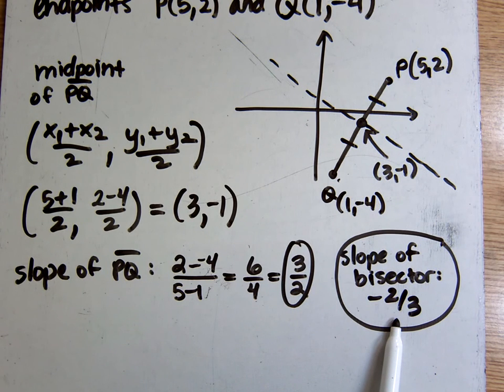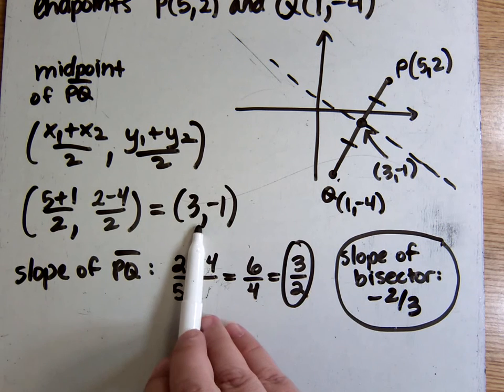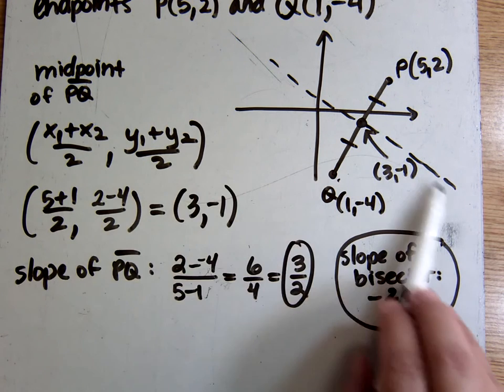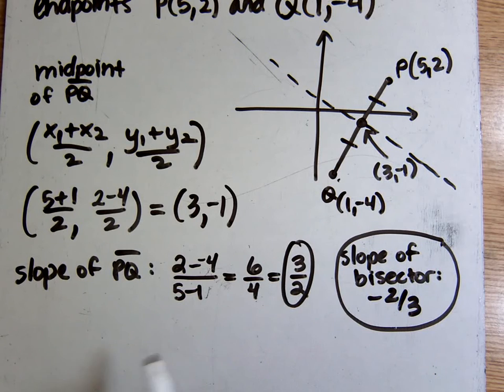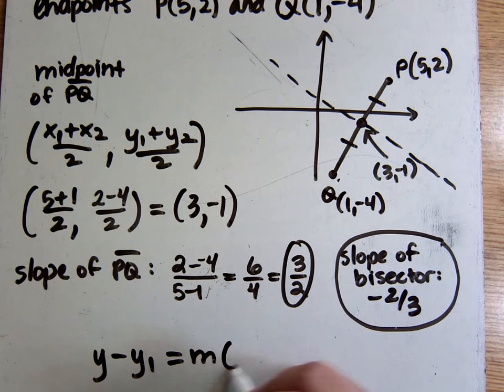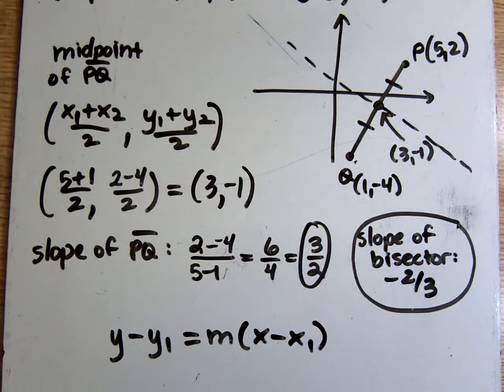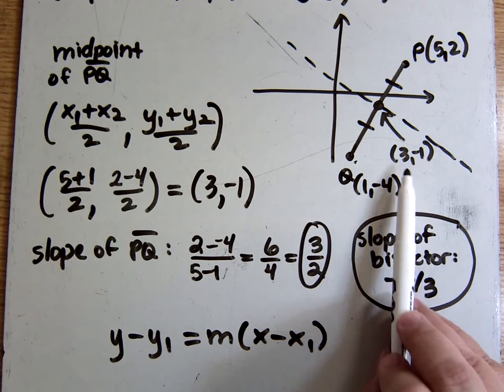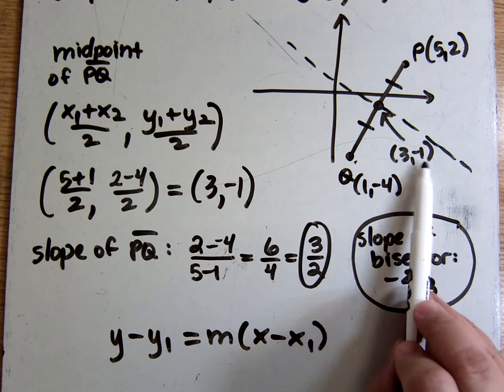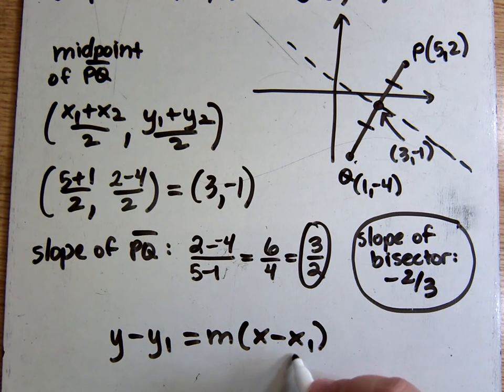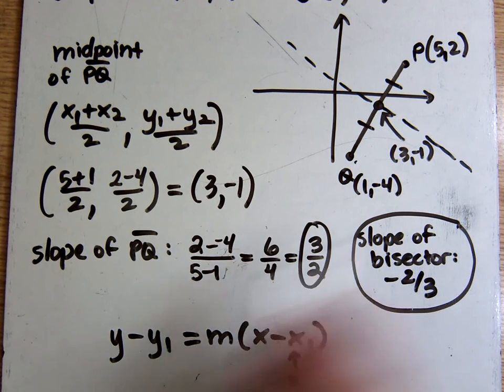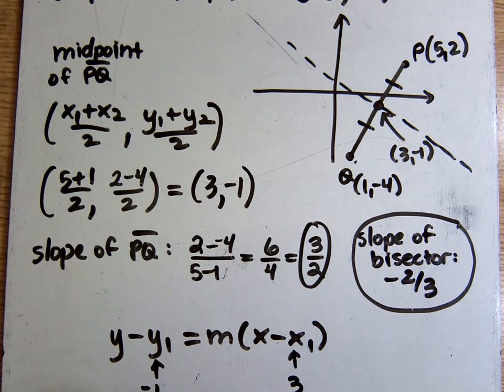So now here's what I know about that dotted line. I know its slope, and I know a point that it goes through. If you know the slope of a line and a point that's on the line, you can go ahead and use the point-slope form of a line and plug into that, and you'll have the right equation. So my point that's on my dotted line here is 3, negative 1. 3 is the x value, it goes right here. Negative 1 is the y value, it goes right here.